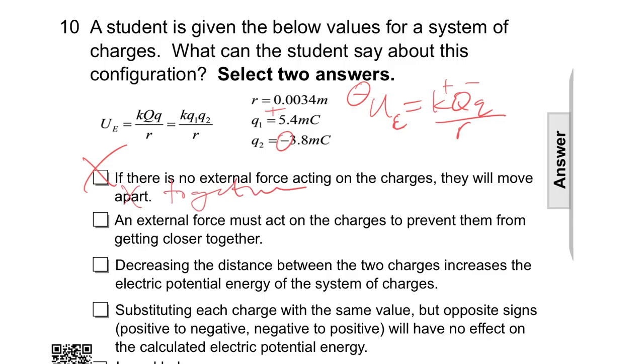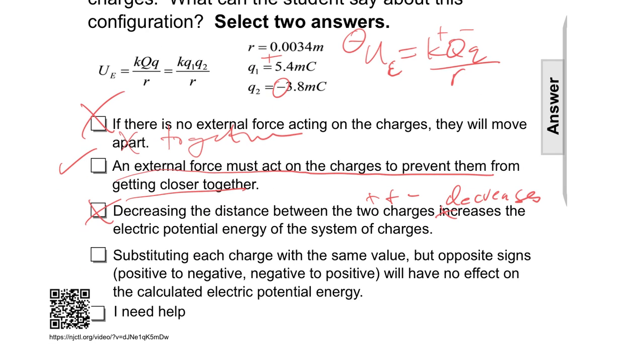So that one's false. External force must act on a charge to prevent them from getting closer together. Yeah, because they want to. So that's one choice. Decreasing the distance between the two charges, plus and minus, increases. No, that decreases. So that's not it.